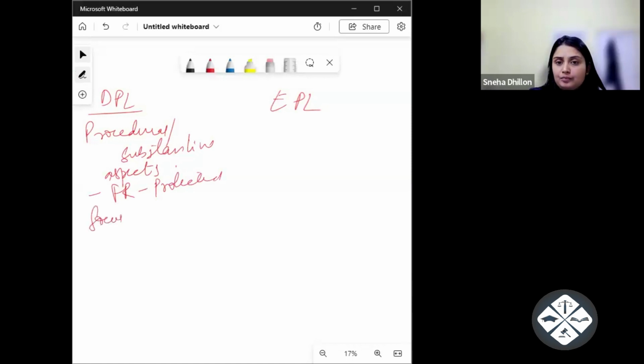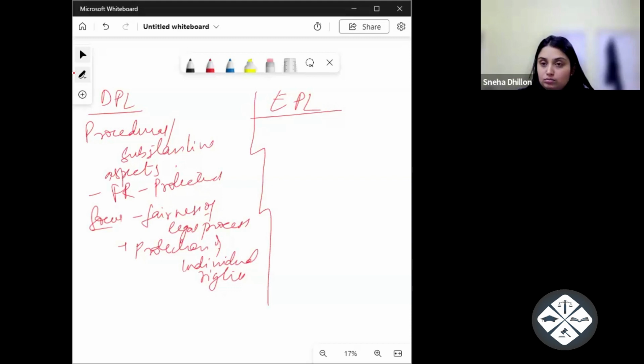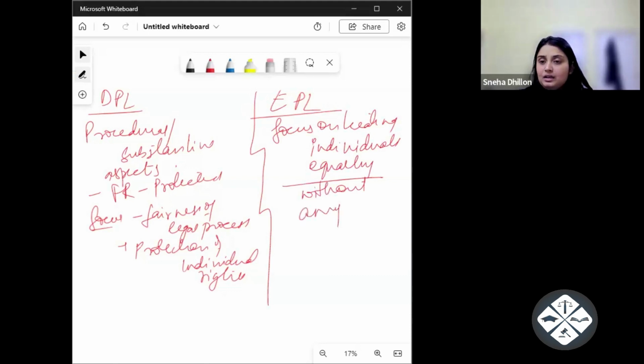अब इसका focus क्या है? इसका focus है fairness पे, fairness of legal process. It focuses on fairness of the legal process and the liberty of individuals or the protection of individual rights rather. ठीक है, इसका क्या concept है? The idea here is, or you can say the scope here is, कि you focus on treating individuals equally, okay, without any discrimination. I will not say any discrimination, rather any unjustifiable discrimination. Unjustifiable discrimination.